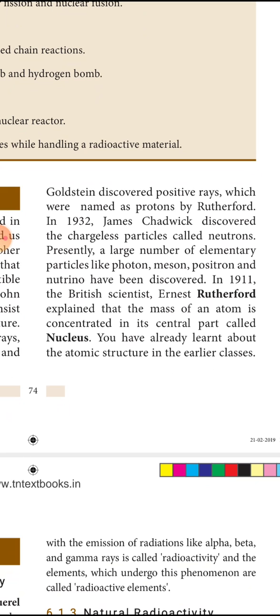Ernest Rutherford explained that the mass of an atom is concentrated in its central part called the nucleus, because electrons have comparatively less mass than protons and neutrons. So the proton has heavier mass than the electron, and the neutron is also heavier than the electron. So these two are concentrated at the center.